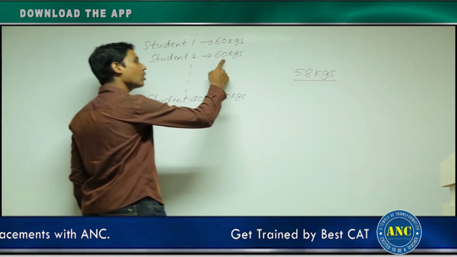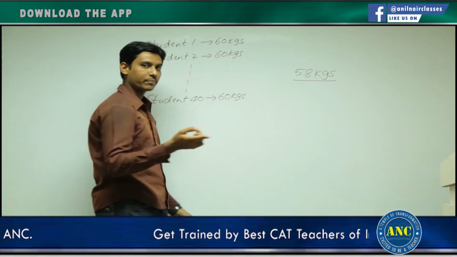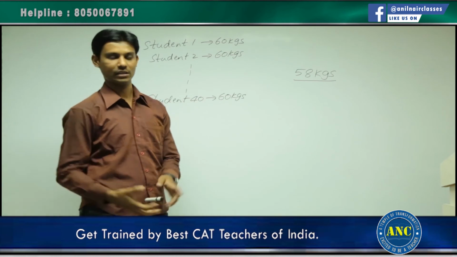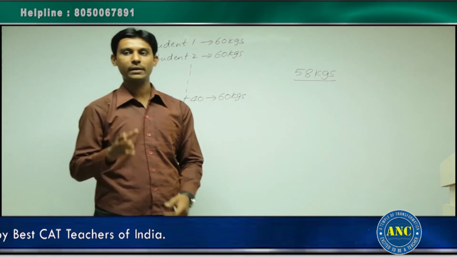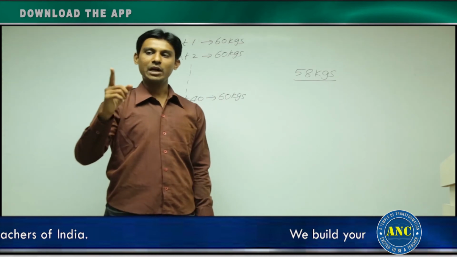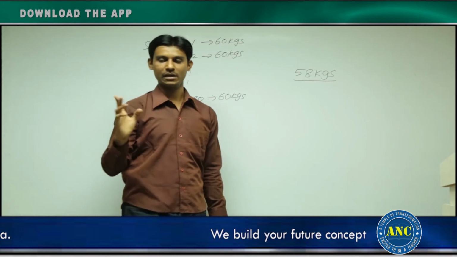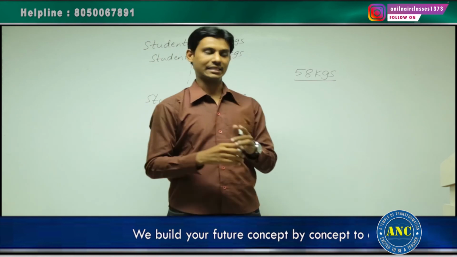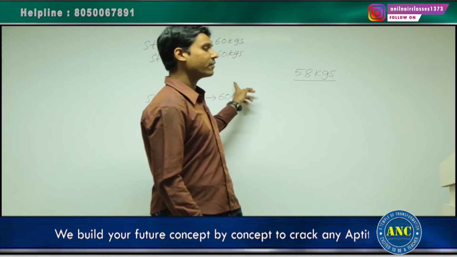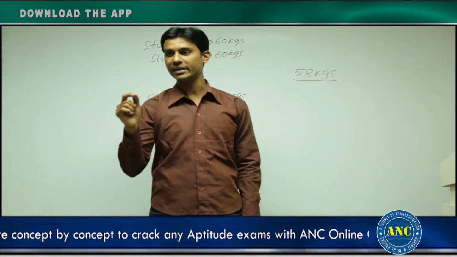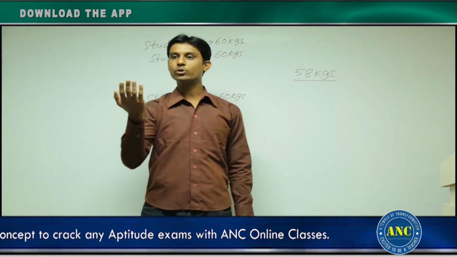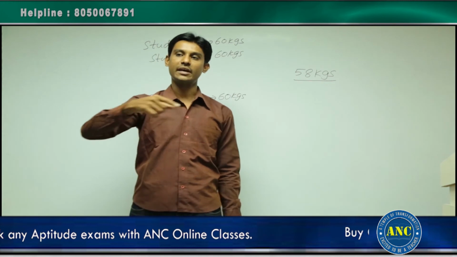Similarly, the second student will also become 58 kg. From that person also I will take away 2 kg. Similarly, the last student, the 39th student, will also become 58 kg. From that person also I will take away 2 kg. Original weight everyone had was 60 kg, and I will make everyone's weight 58 kg. That means I will take away 2 kg from all of the 39 students.